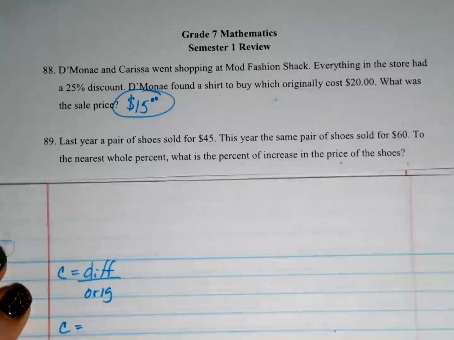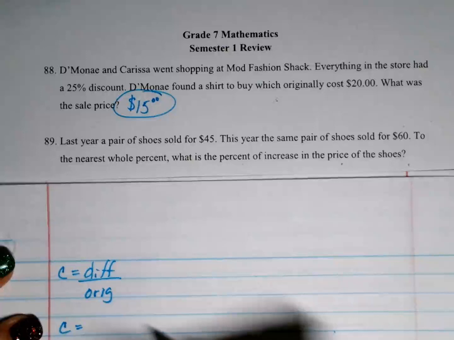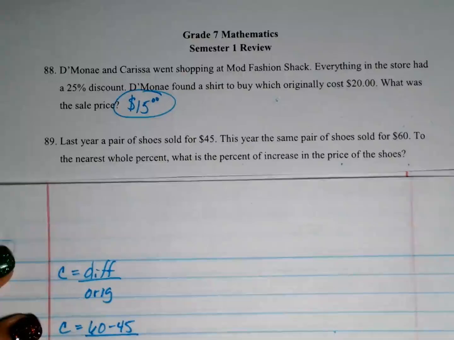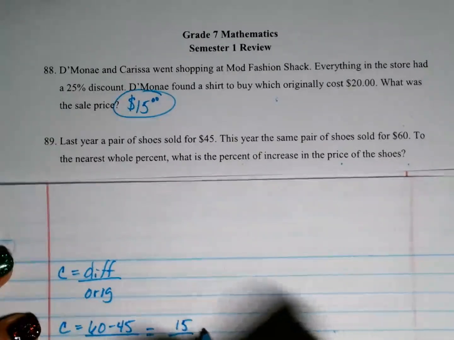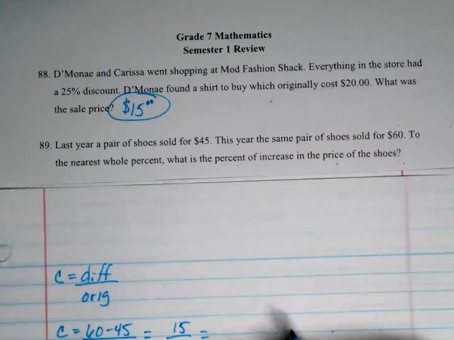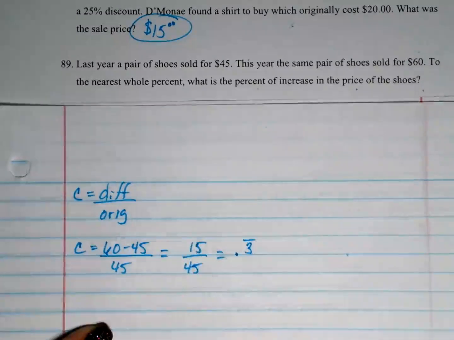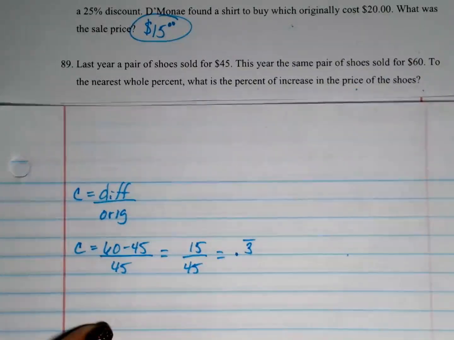Okay. So how am I going to figure out the difference? What am I subtracting, Mohammed? 45. Okay, so 60 minus 45, and I'm going to divide that by what? 45. Okay, so what is 15 divided by 45 gives me what? 0.3. Okay, so now it wants me to the nearest whole percent. What was the increase in the price of shoes? That's not a percent. 30%.